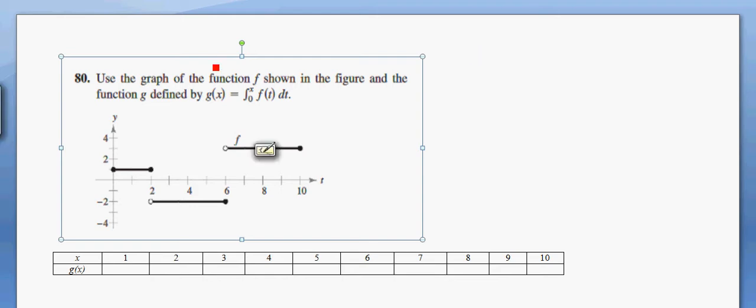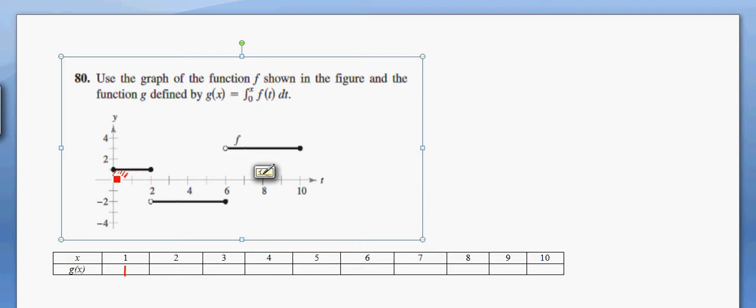Okay. And so this function means that for every input x, we find the signed area from 0 to that value under this curve f. So to begin, if I want to find g of 1, I'm finding the signed area, the definite integral from 0 to 1 under f of t dt. So that's going to be the area right here. That box has a width of 1 and a height of 1, so it has an area of 1. G of 2 would be the definite integral from 0 to 2 of f of t dt.